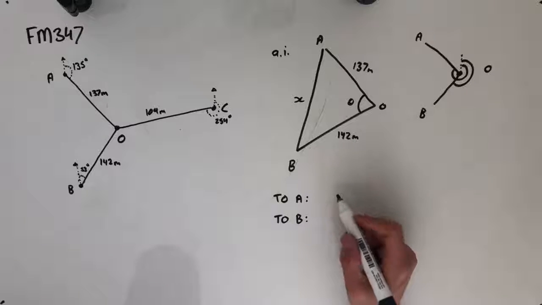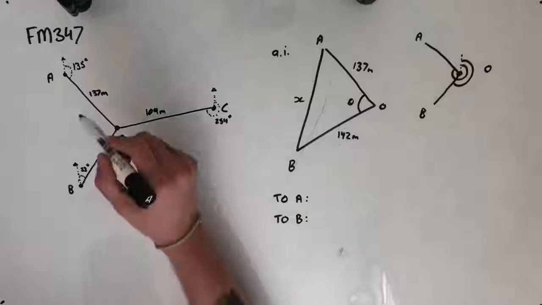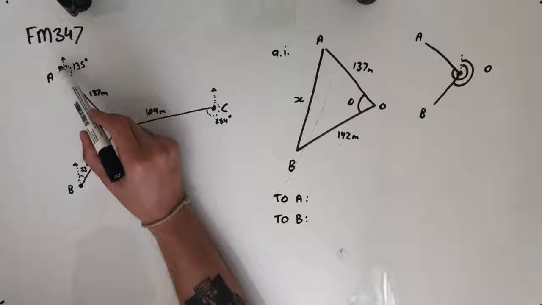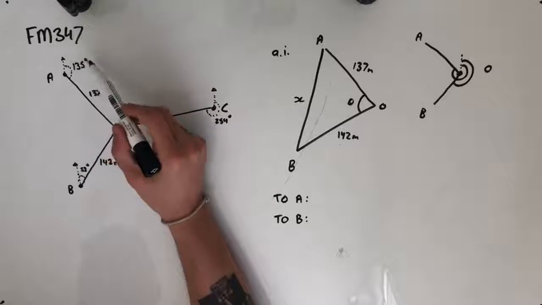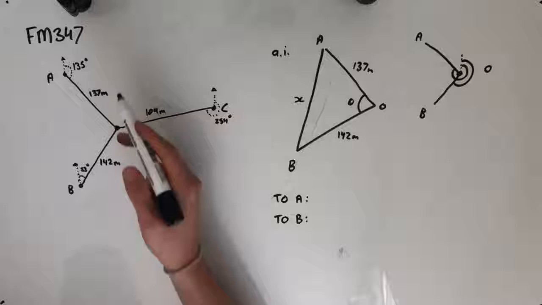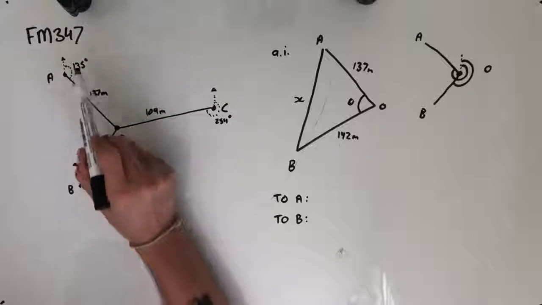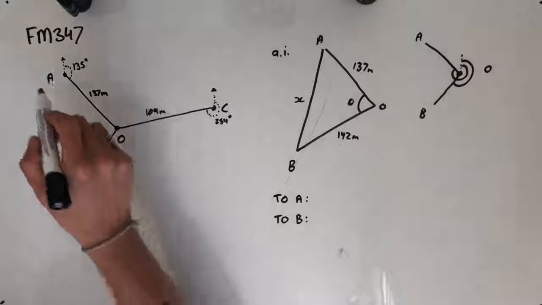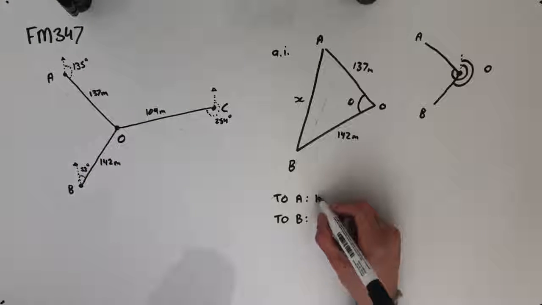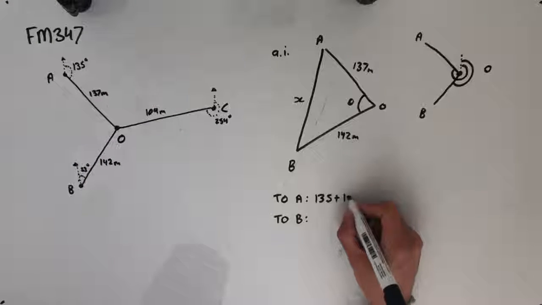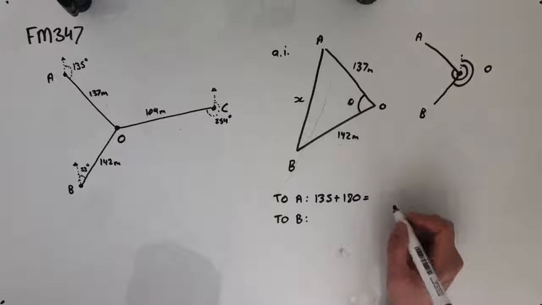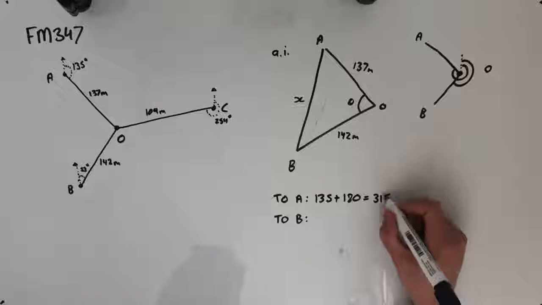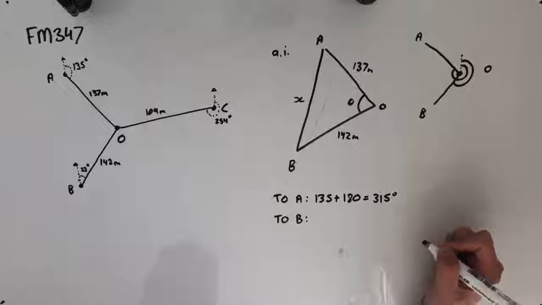So, the bearing to A. Now, if we have a bearing from A to O of 135 degrees, if we add 180 degrees to that, because this number is below 180 degrees, we will have the bearing from O to A. So if we take our 135 and add 180, we get a bearing of 315 degrees.